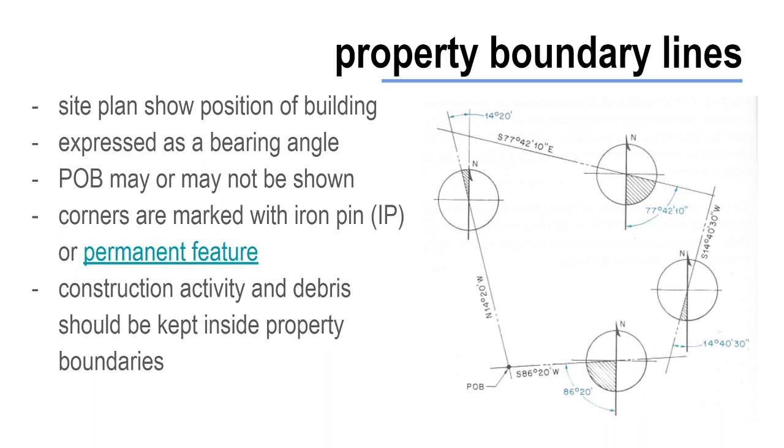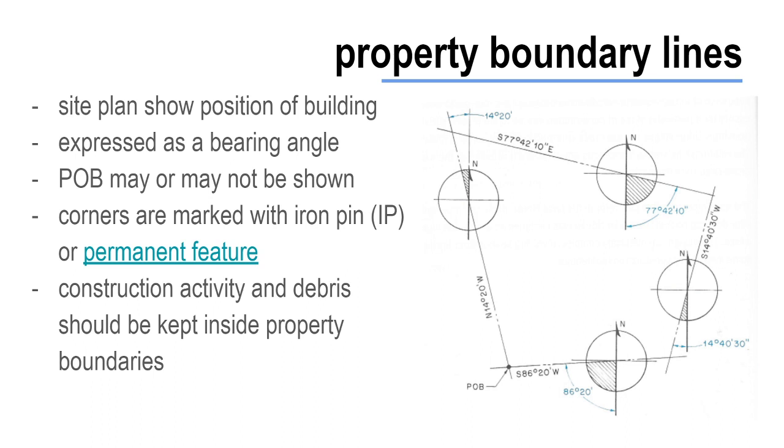So the boundary lines of the building site are shown in what we call the site plan, and the direction of the property line is usually expressed as a bearing angle. The bearing of a line is the angle between the line and north or south. Bearing angles are measured from north or south depending on which keeps the bearing under 90 degrees. Angles are typically expressed in degrees, minutes, and seconds. There are 360 degrees to complete a circle, 60 minutes to a degree, and 60 seconds to a minute.